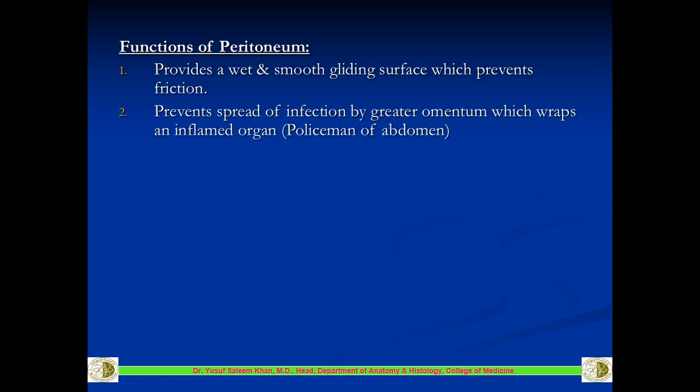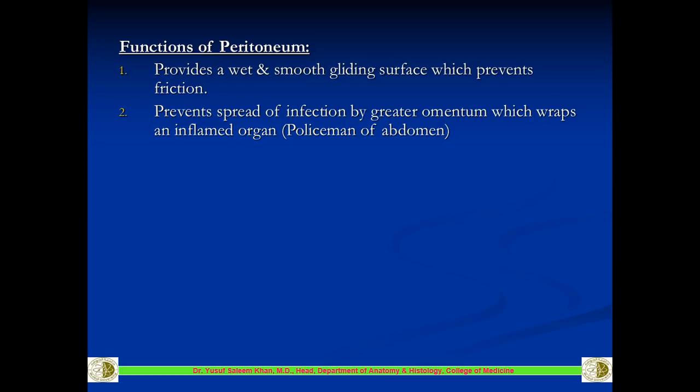The second important function is it prevents spread of infection by the greater omentum, which wraps an inflammatory organ. This is very important, and because of this it acts as the policeman of the abdomen. This is called the policeman of the abdomen: the peritoneum, especially the greater omentum. We'll talk about the greater omentum in a short while. This greater omentum especially acts as the policeman, because it has a huge quantity of macrophages, and this prevents any kind of infection from spreading in the abdomen.